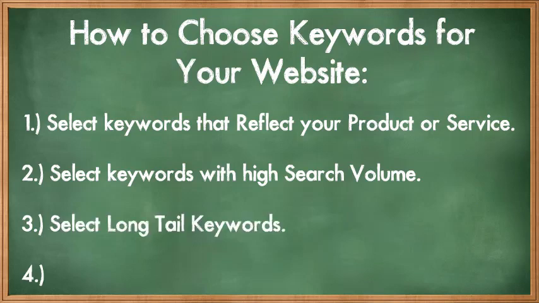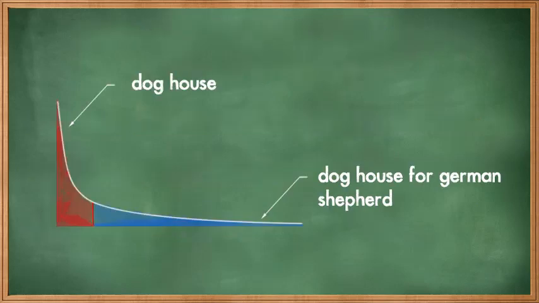Principle number 3, select the long tail keywords. So let's take a moment to talk about long tail keywords. What are long tail keywords? Recall that our example website was about dog houses. Now, if our website owner was just starting his business, he is probably not going to rank in Google for the term dog house. That's a fairly competitive keyword phrase, and our website owner will have to put in a lot of effort into ranking his website for this keyword.